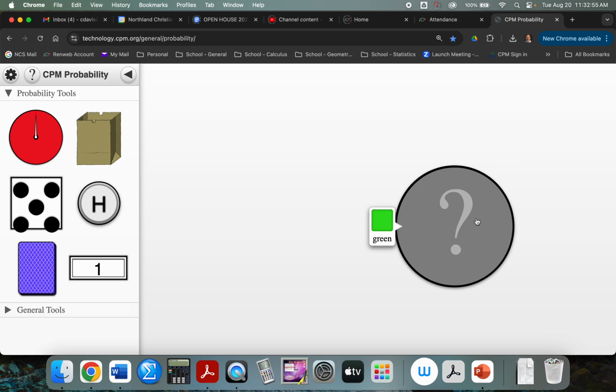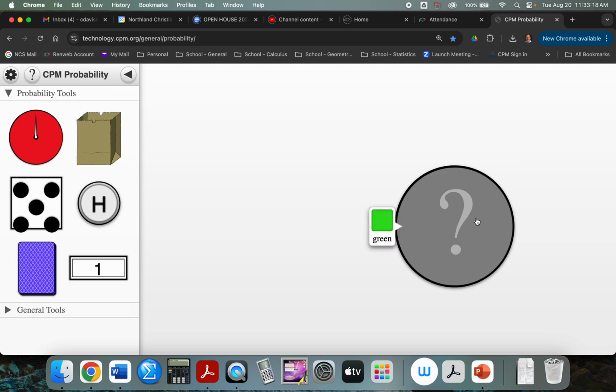Well, how many times have we spun it? 6. So like 1 out of 6, that's 16 or 17%. And 2 out of 6 is 1/3. So like 33%. All right, let's do it another 6 times. Are you ready? We're going to go a little faster.